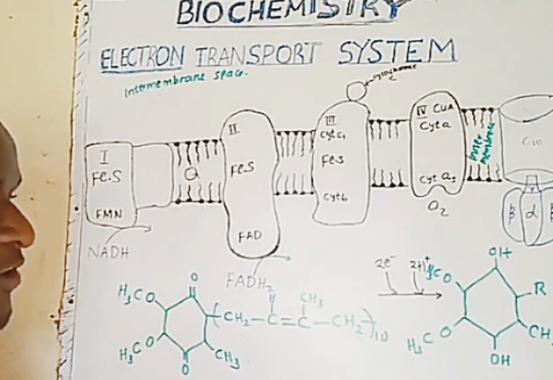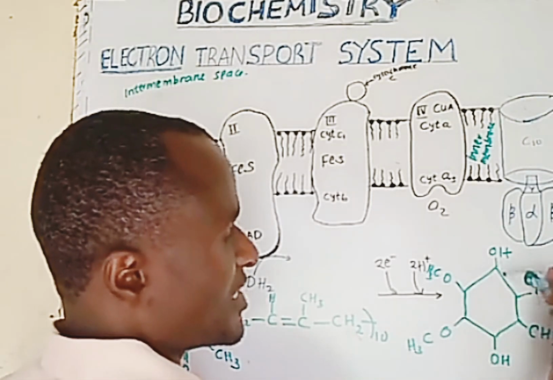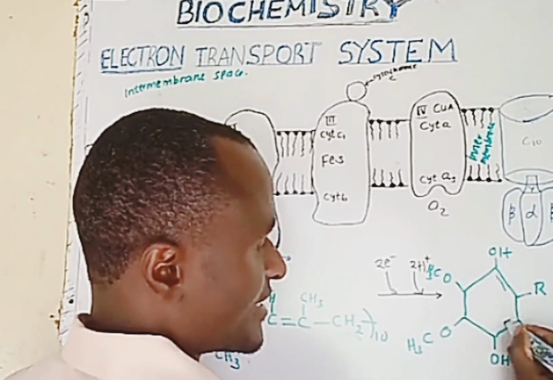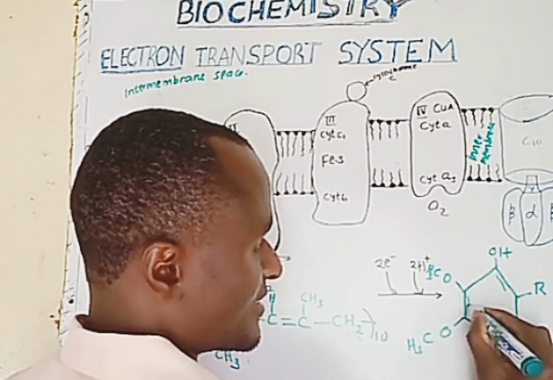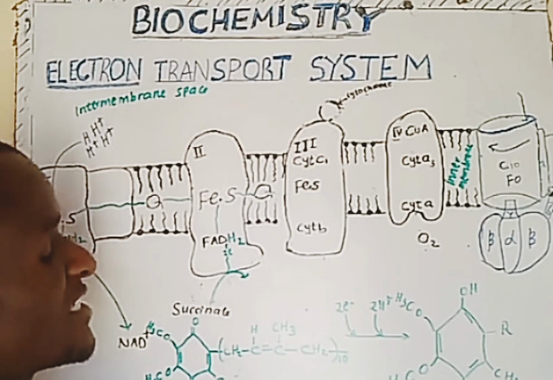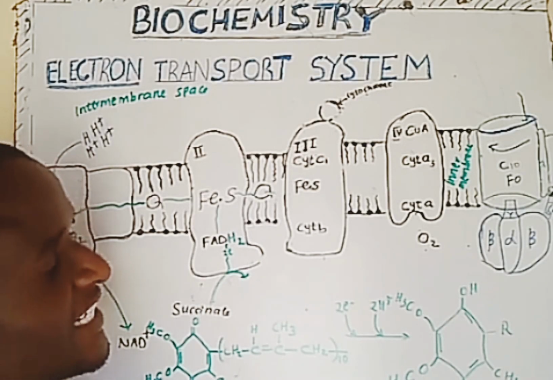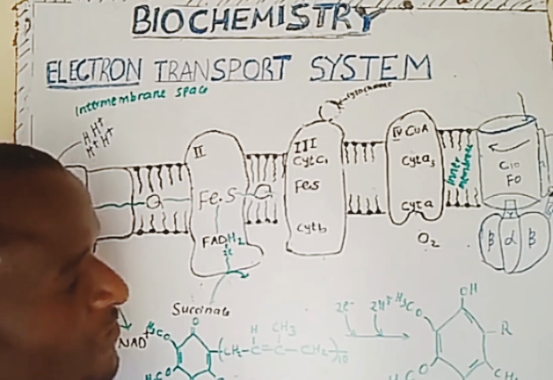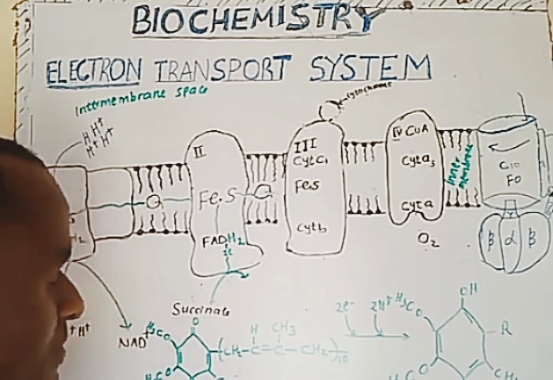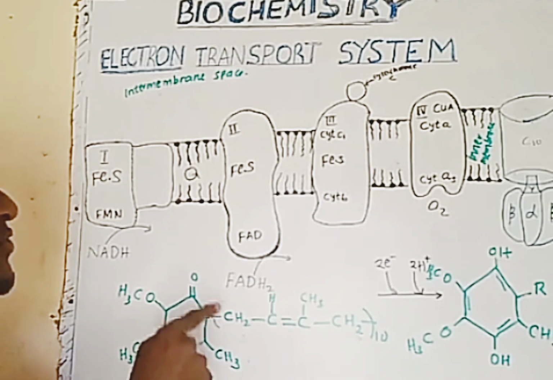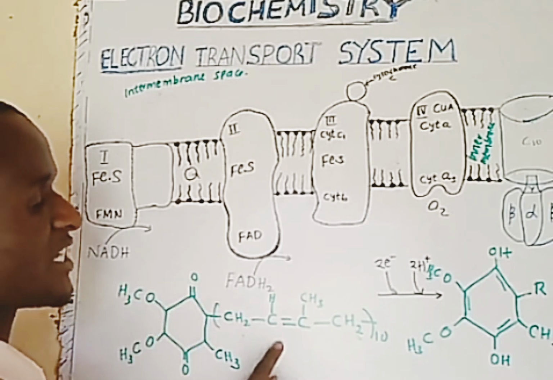So our electrons are going to be distributed. They will move from this point to that point, like that, then like that. In the oxidized form, this molecule is known as ubiquinone. But in a reduced form like this, it is known as ubiquinol. So ubiquinol refers to 1,4-dihydroxy-ubiquinone.